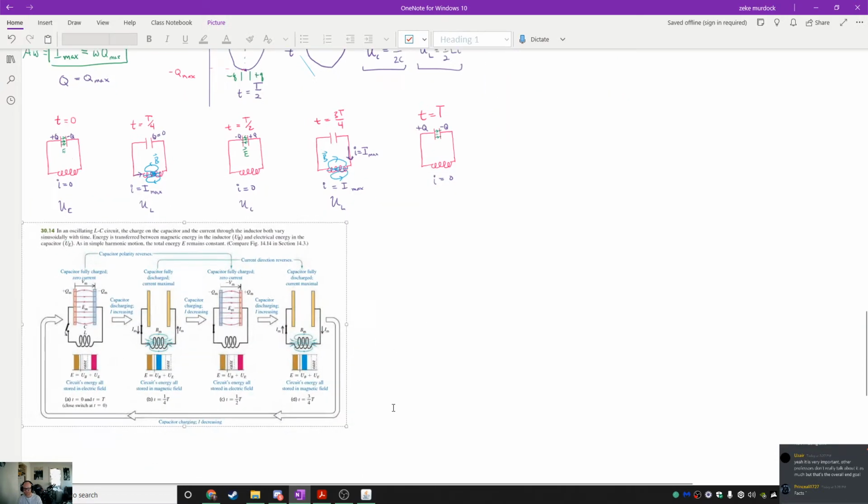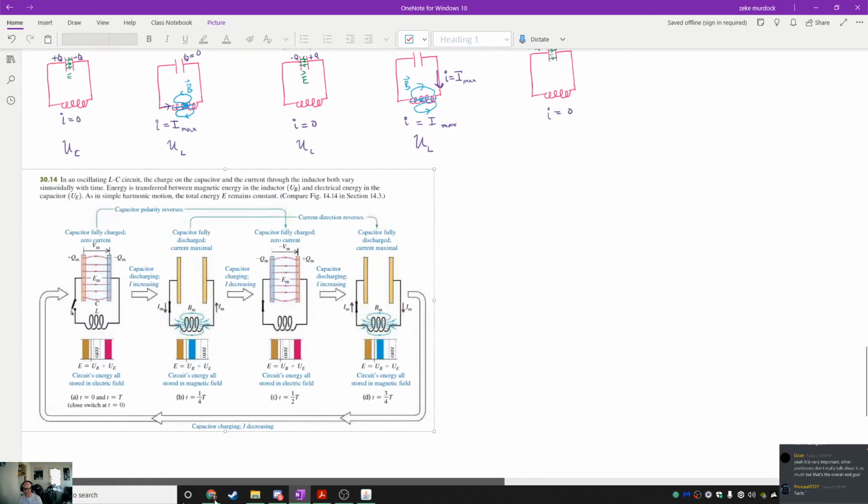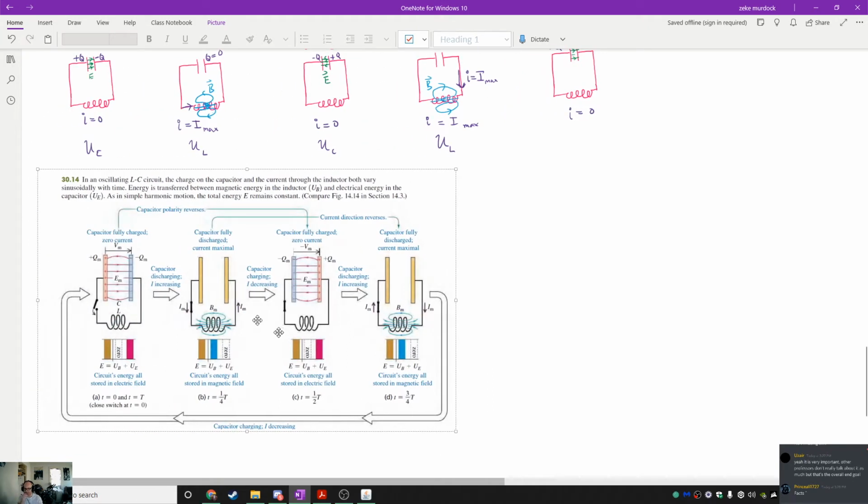Okay, let's read through their little picture right here. It's basically the same picture, but done much more professionally. Okay, so it says, in an oscillating LC circuit, the charge on the capacitor and the current into the inductor both vary sinusoidally with time. Energy is transferred between magnetic energy in the inductor and electrical energy in the capacitor. As in simple harmonic motion, the total energy remains constant.